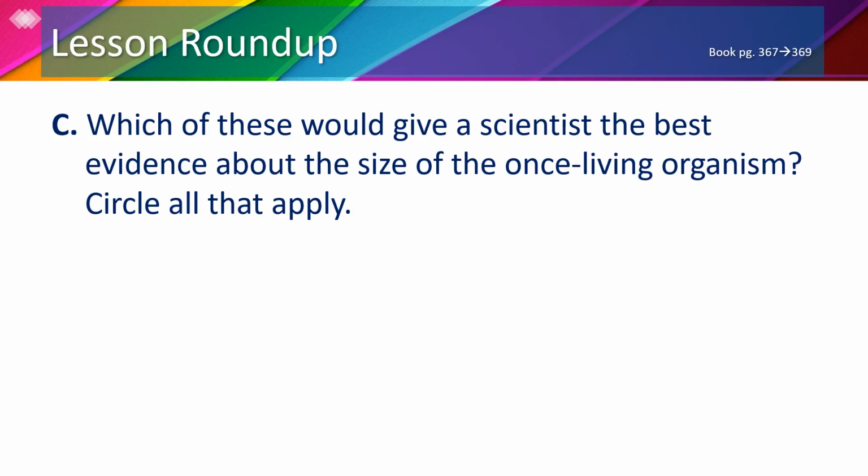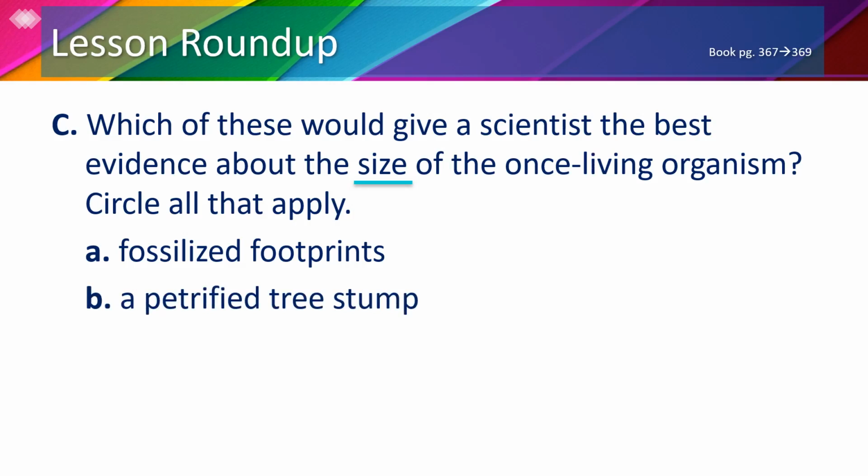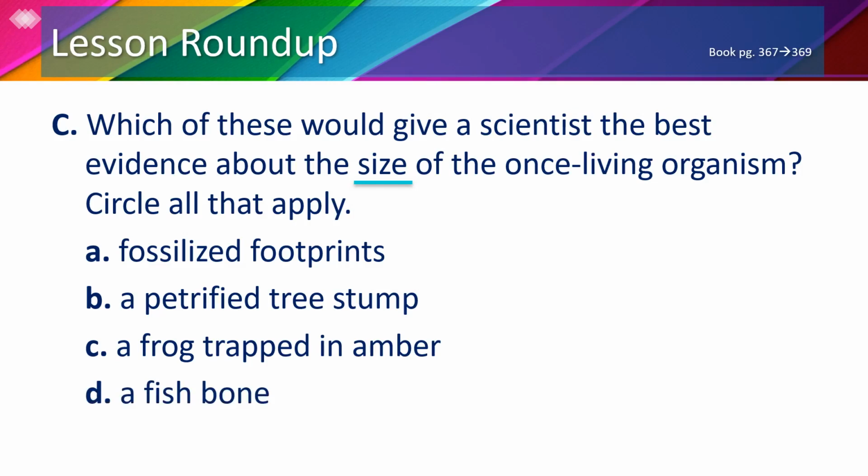In part C, which of these would give a scientist the best evidence about the size of the once living organism? Circle all that apply, so we may have more than one answer. Is it A, fossilized footprints, B, a petrified tree stump, C, a frog trapped in amber, or D, a fishbone? Let's carefully examine each option one by one.